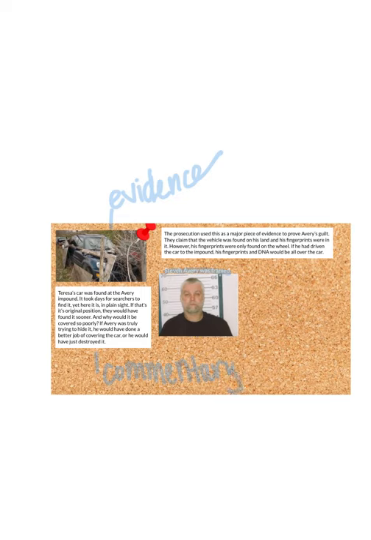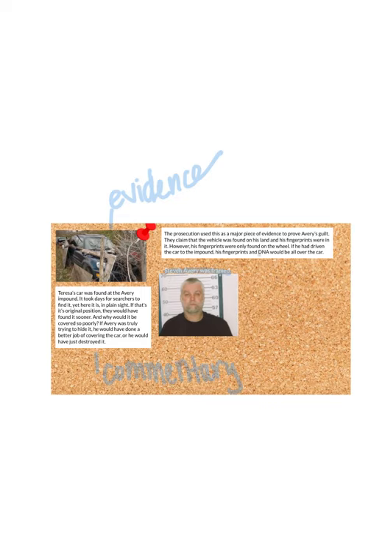Teresa's car was found at the Avery impound. It took days for searchers to find it, yet here it is in plain sight. If that's its original position, they would have found it sooner. And why would it be covered so poorly? If Avery was truly trying to hide it, he would have done a better job of covering the car, or he would have just destroyed it.